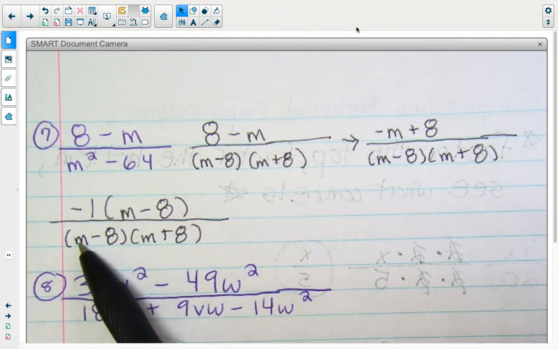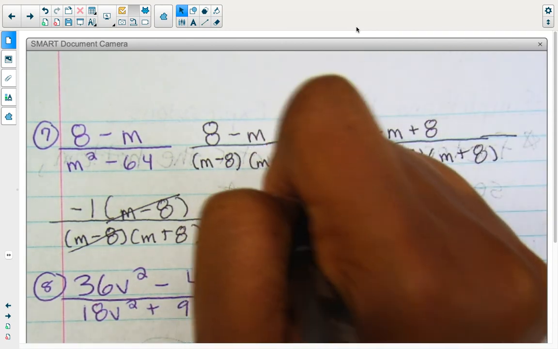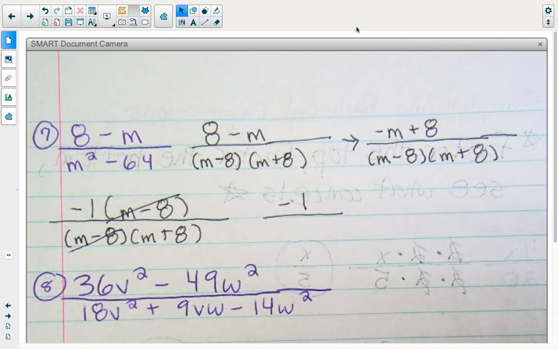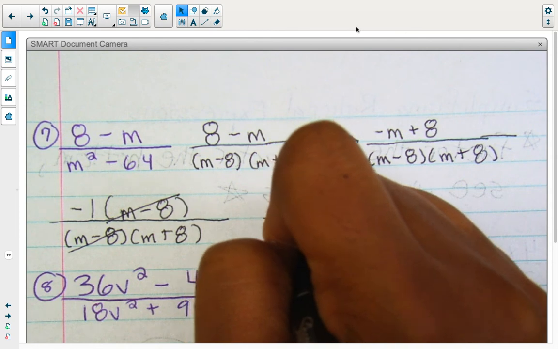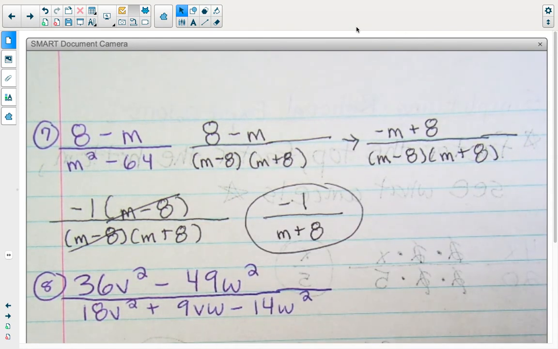Positive m, negative 8, negative 8. So I can cross those out. On top, we're left with negative 1. On bottom, we're left with m plus 8. And that is our final answer. So factor the top, factor the bottom, see what cancels.